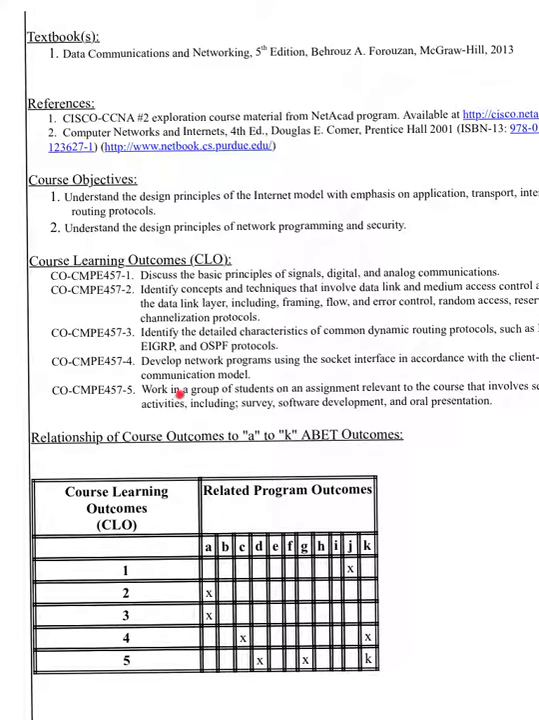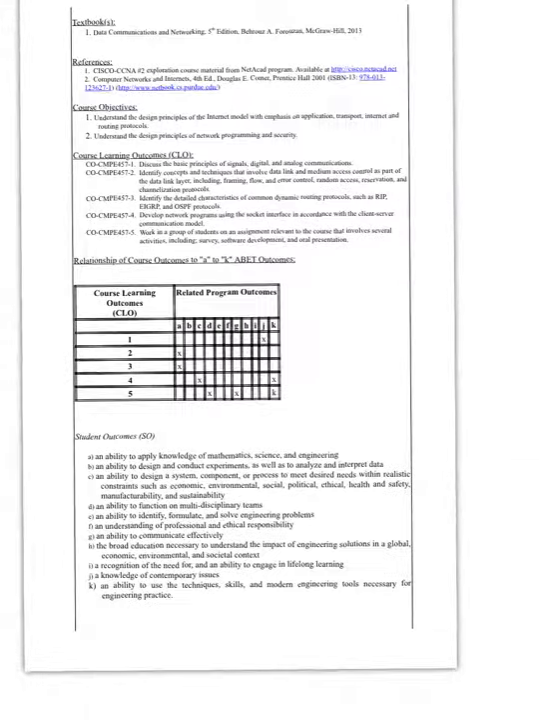And the project is gonna be part of this learning outcome, where you need to work in a group of students on an assignment relevant to the course. So in that we will give you some project description that you need to work on and develop like a proposal, and the project is gonna go through 3 phases as we will discuss in a minute. So that's regarding the learning outcomes.